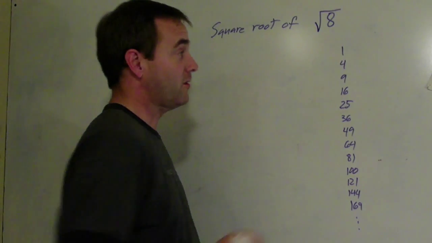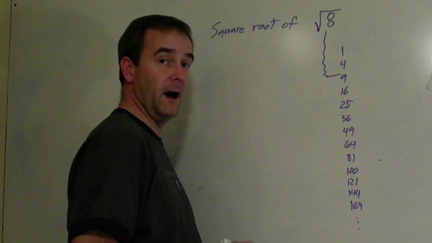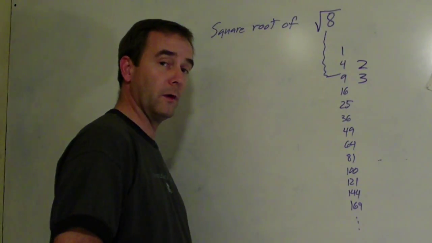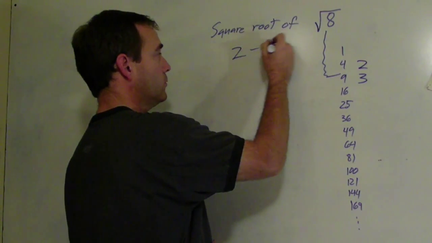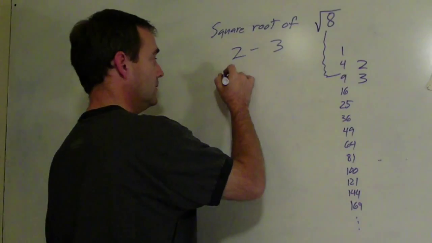What a calculator does first is it figures out 8 is where? It's here. It's between 4 and 9. So our square root is going to be somewhere between 2 and 3, the square roots of 4 and 9. Our number is between 2 and 3. We're going to try every decimal number between 2 and 3.